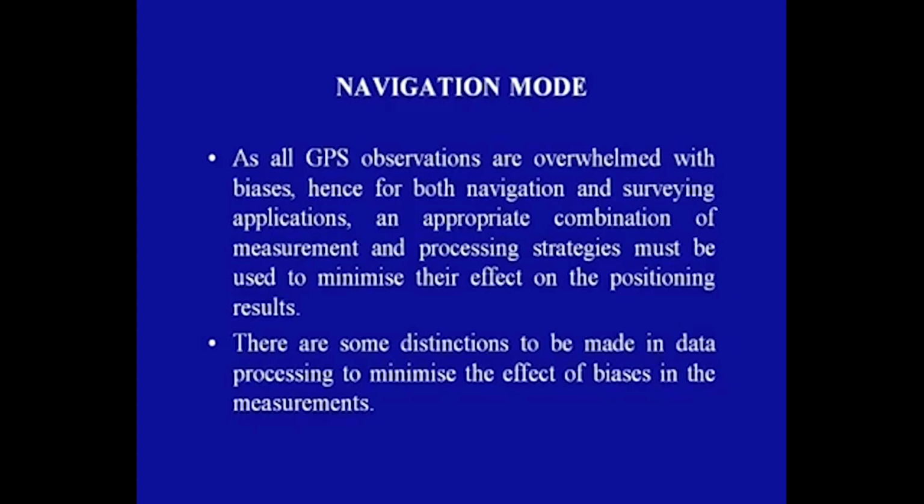So, now let us look at each of the modes that we have. First is the navigation mode and the next is the surveying mode. In navigation mode, GPS observations are generally found to be overwhelmed with biases. Hence, for both navigation and surveying applications, an appropriate combination of measurement and processing strategies must be used to minimize their effect on the positioning results. There are some distinctions to be made in data processing to minimize the effect of biases in the measurement techniques.